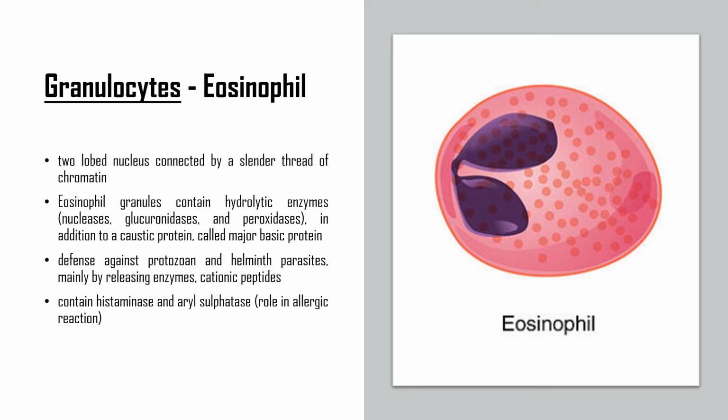Eosinophils also play a role in allergic reactions as they have granules that contain histaminase and aryl sulfatase. These are the downregulators of the inflammatory mediators histamine and leukotrienes respectively. Thus their number circulating in the bloodstream often increases during allergic reactions, especially type 1 hypersensitivities.